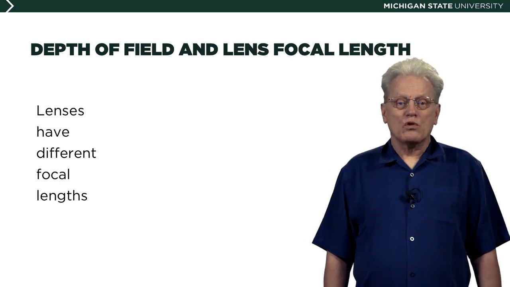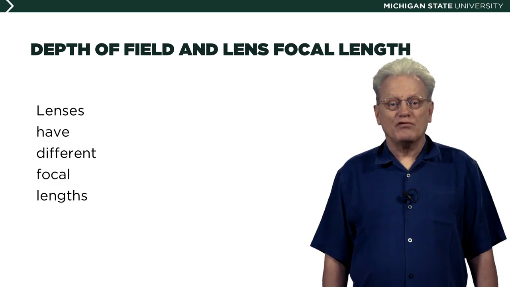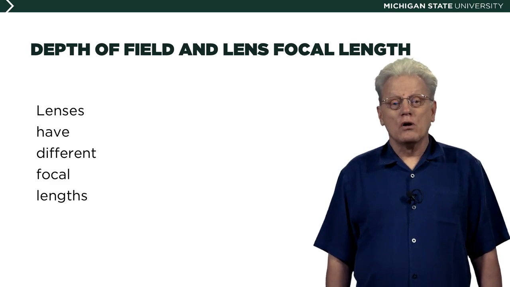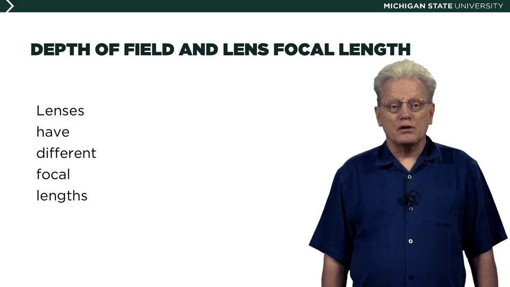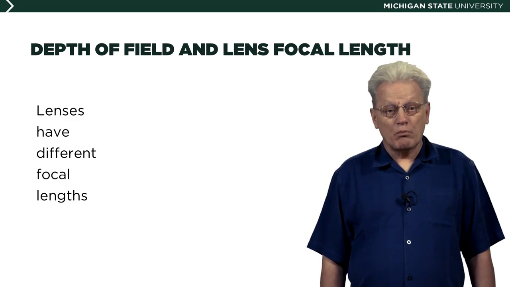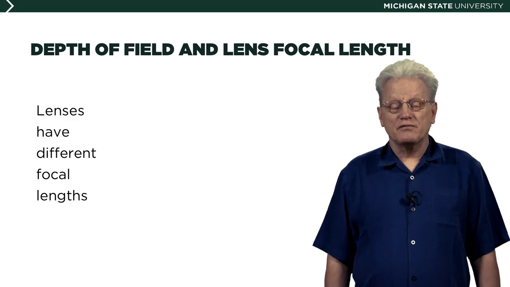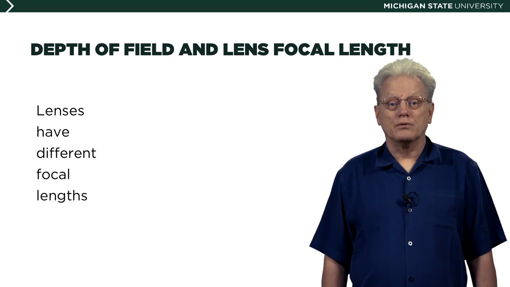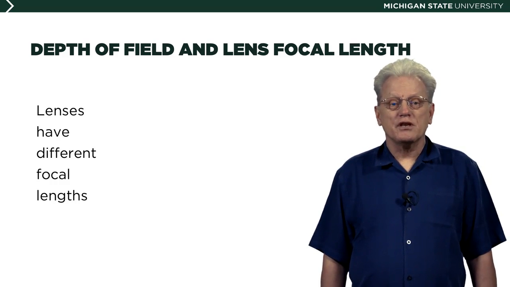Lenses below roughly 50 millimeters, taken as the analog to normal human visual focal length, are called wide-angle lenses and have a relatively large depth of field. Lenses above 50 millimeters are called telephoto lenses and have a relatively more shallow depth of field. Let's look at depth of field and focal length of lenses in some images.